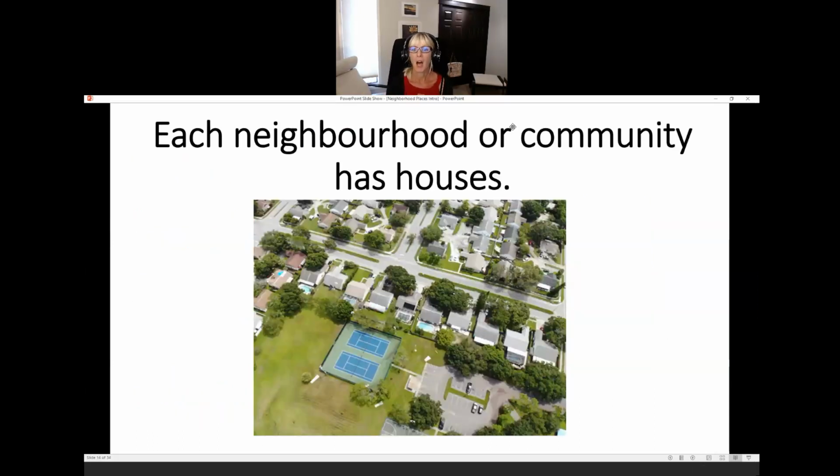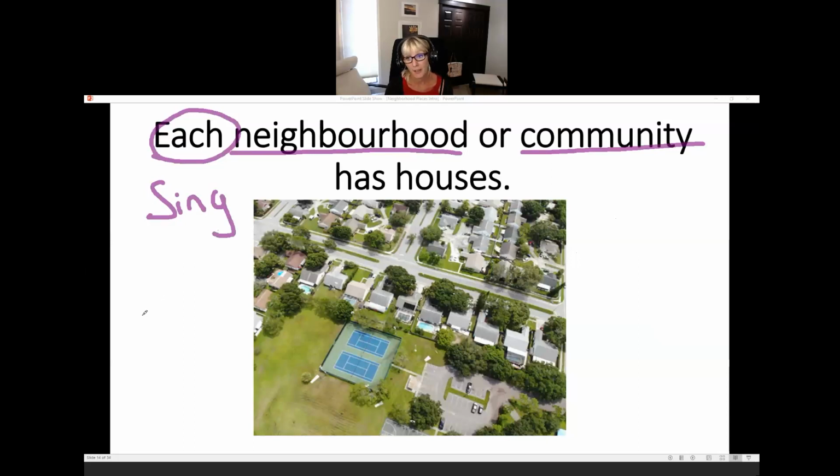Let's read. I will read and then you read. And when we're finished, I'll go back and you do the reading first and then I read. But now I read, you read. Each neighborhood or community has houses. I can see that the word neighborhood, community is singular. It is not plural. Each is a singular word.